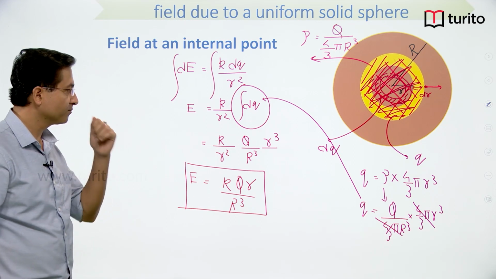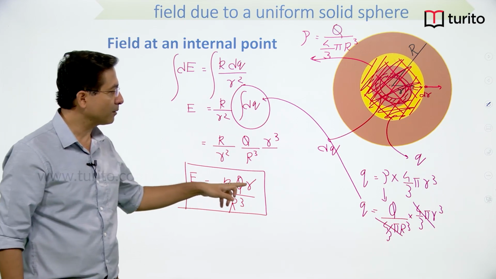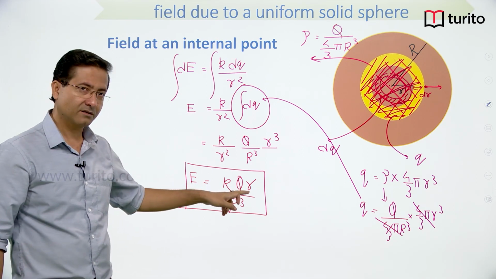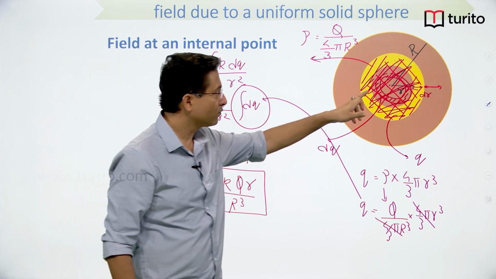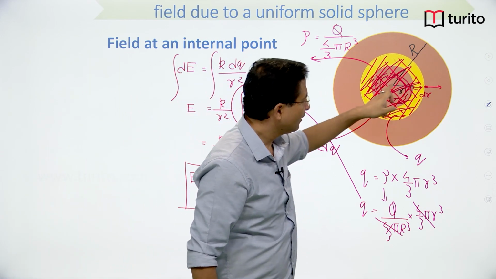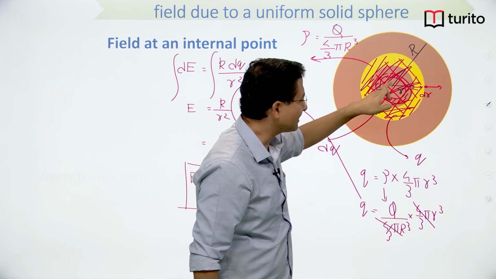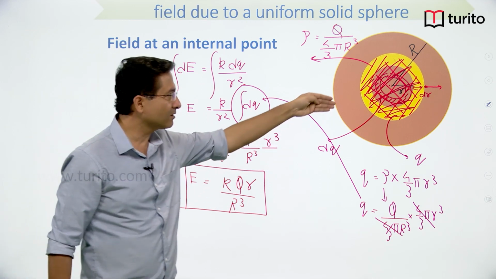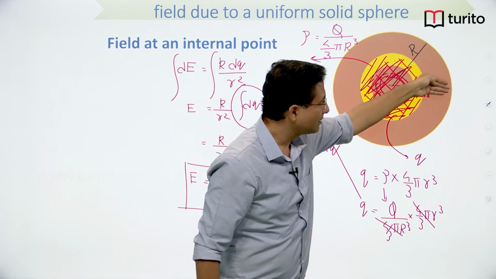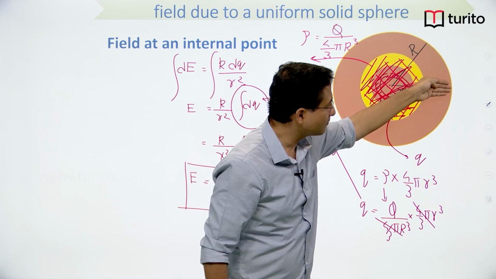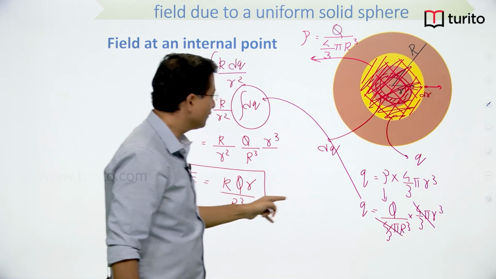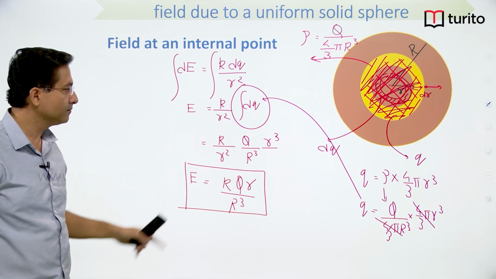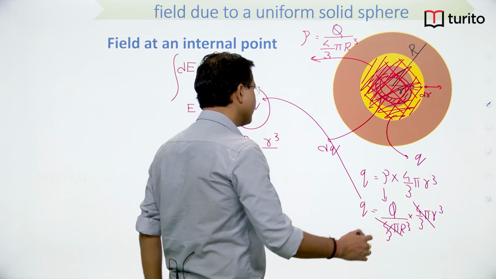Look at the expression. This is the first time we are getting field proportional to r. As r increases, field increases. So as you move from center to surface, field keeps increasing. Exactly at center, substitute r equal to 0, it will be 0. But as small r increases, you reach the surface, small r will be equal to capital R, the field will be highest at that point, right. So expression of field is KQ small r divided by R cube.